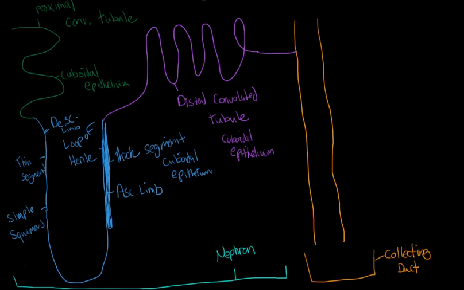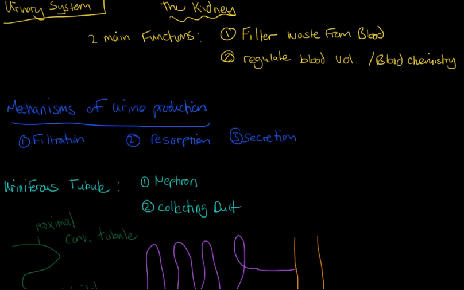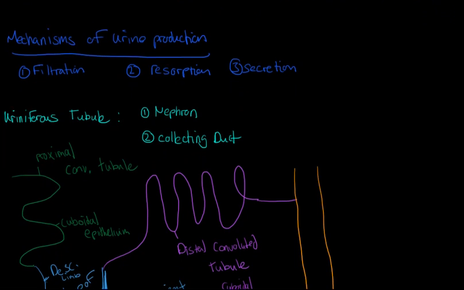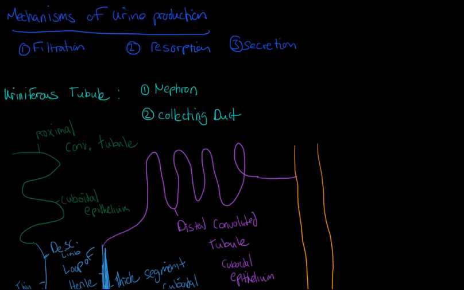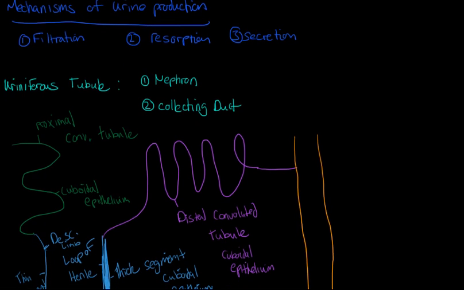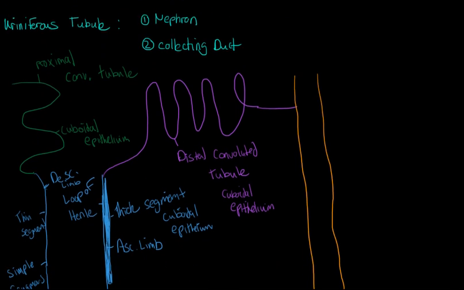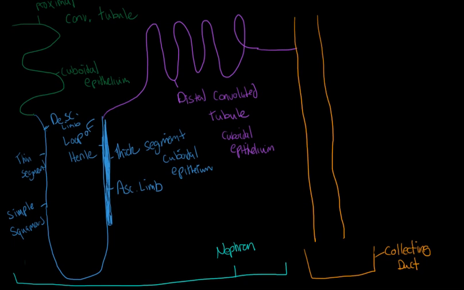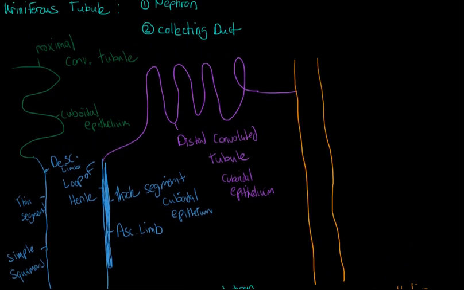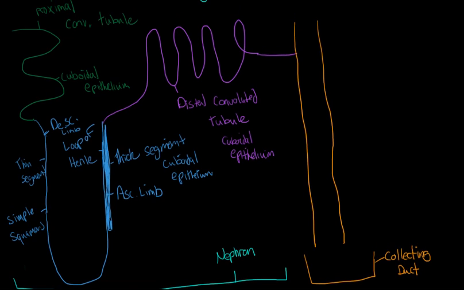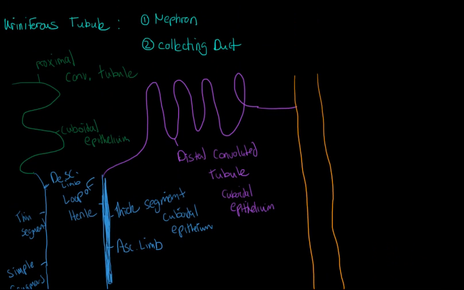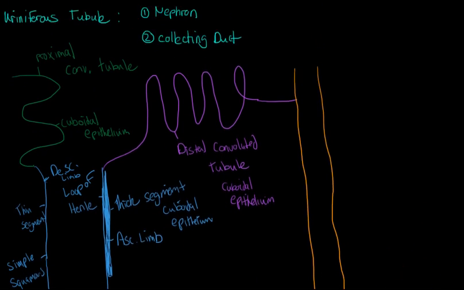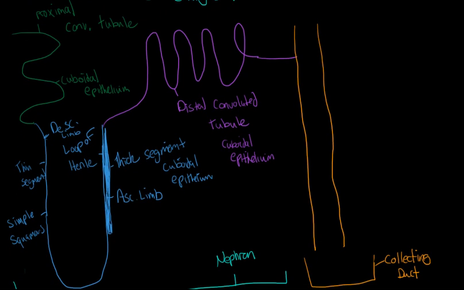So again, before we talked about the two main functions of the kidney. We talked about the mechanism of urine production, filtration, which we didn't really go over, but we talked about that it happens in the glomerular capillaries. Resorption and secretion, which happens mostly in the proximal convoluted tubules and the distal convoluted tubules. And then we talked about the different structures of the uriniferous tubule, the nephron and the collecting duct, shown right here.